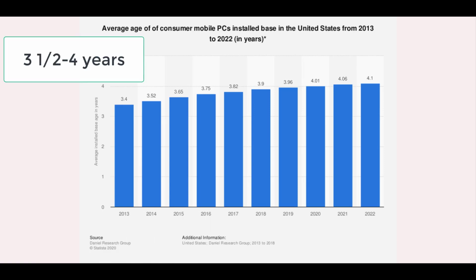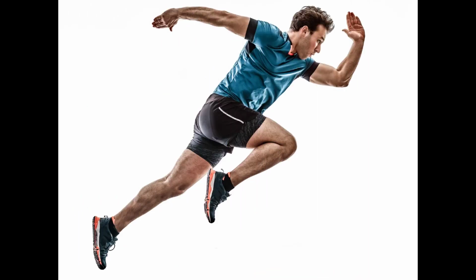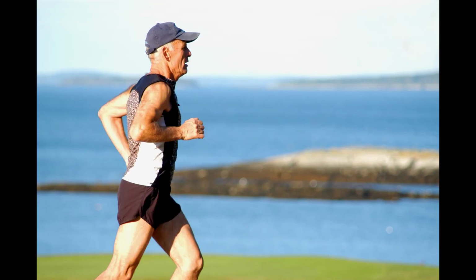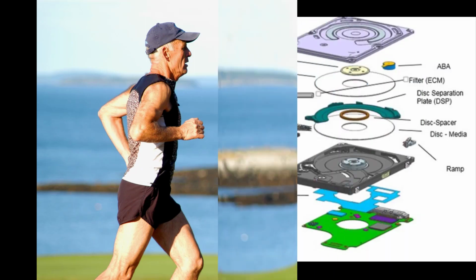Believe it or not, the average lifespan of a computer is roughly 3.5 to 4 years. Computers are very much like humans. When we're young, we're fast. As we get older, we tend to slow down. So the age of a computer can make a difference.